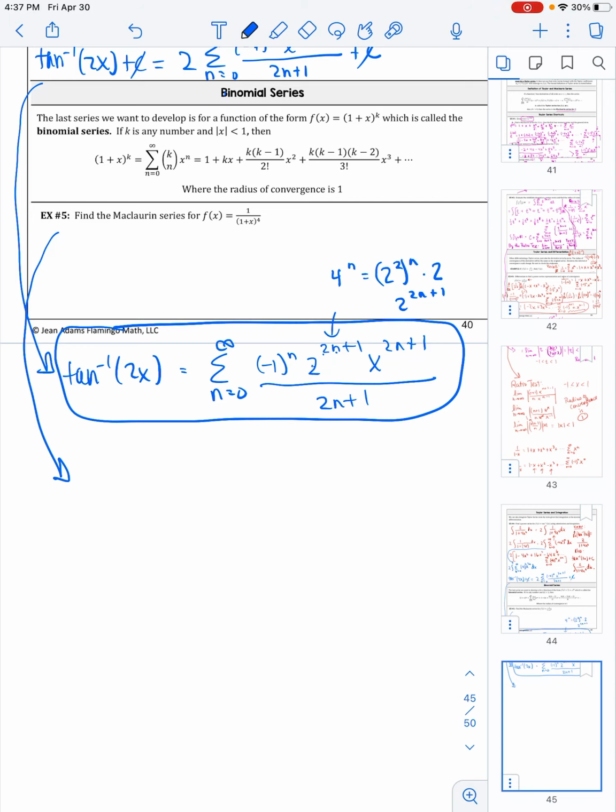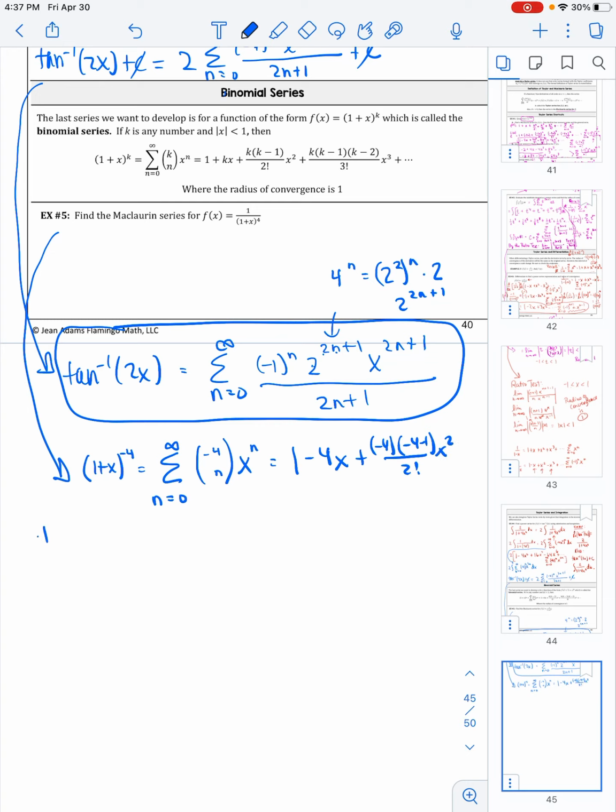So now, find the Maclaurin series for f of x equals 1 over 1 plus x to the fourth. Well, now they're telling us that this is a binomial series, so this is what you can use to solve for this. So I'm going to take that 1 plus x to the negative fourth and say that it is equivalent to the summation n equals 0 to infinity of negative 4 choose n, x to the n.